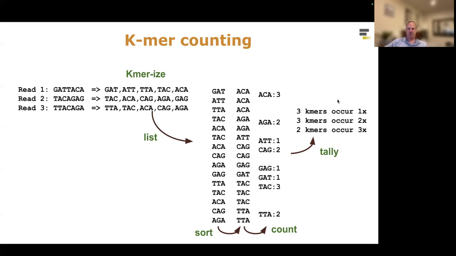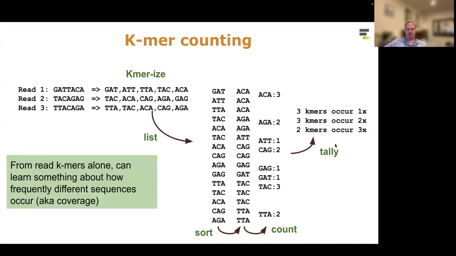So all these operations can be done from individual reads. We can tally up how frequent different k-mers occur. That will give you a really good clue about the overall genome coverage.